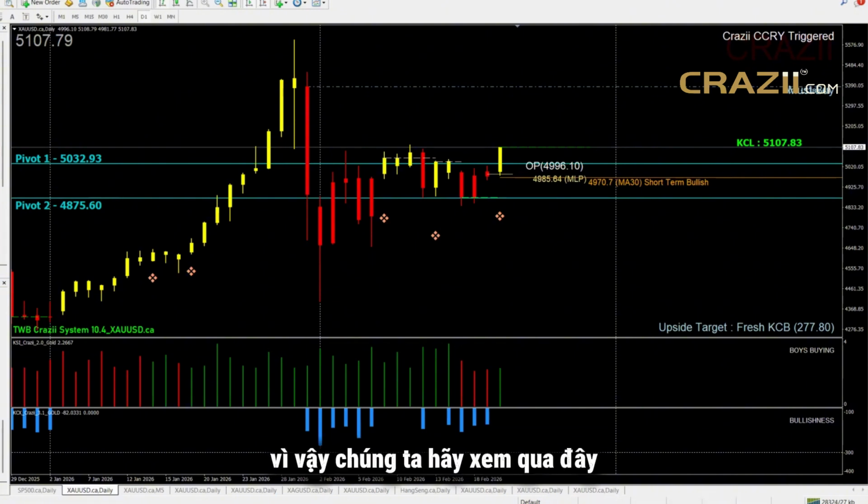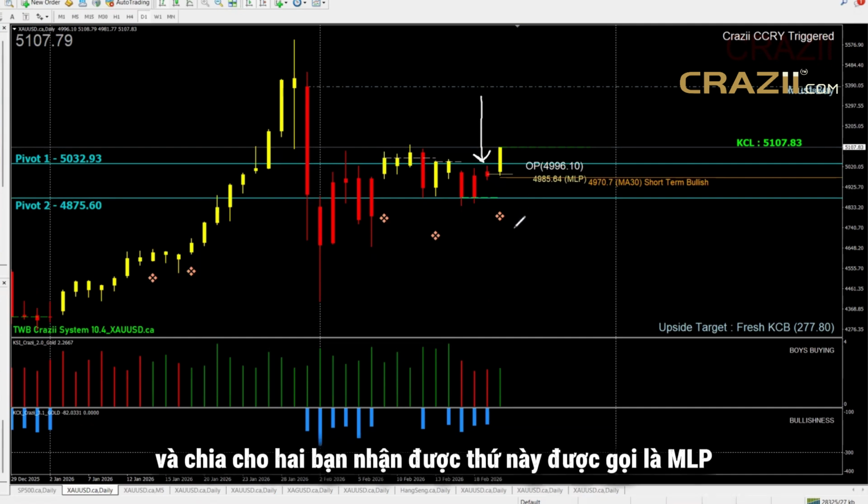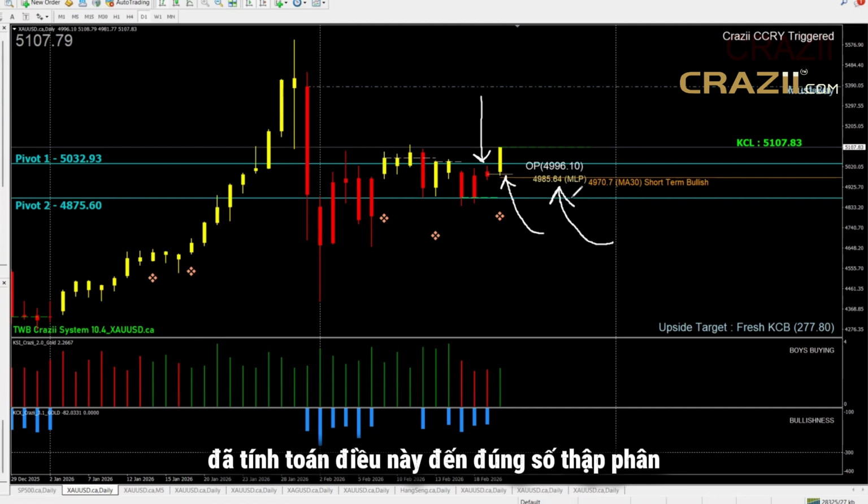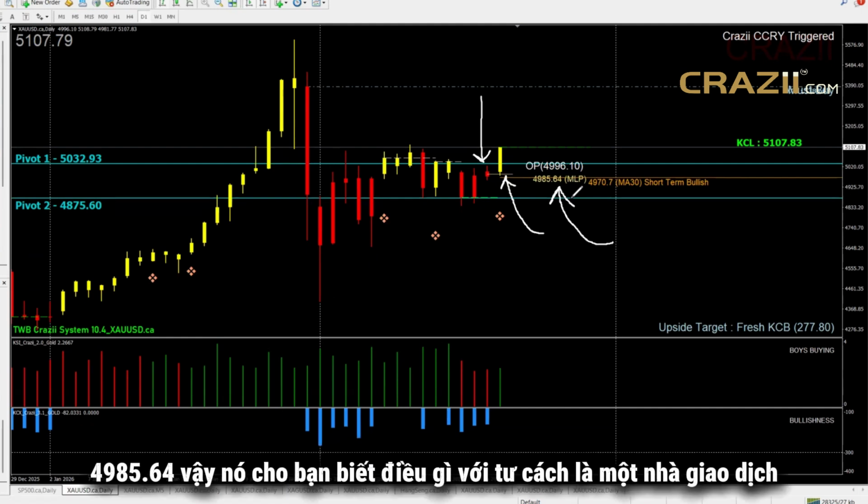So let's take a look over here. You take the previous day candle, you take the opening price and the closing price and divide by 2. You get this thing called the MLP. Now, our system itself has calculated this to the right decimal. In this case right now, 4985.64.